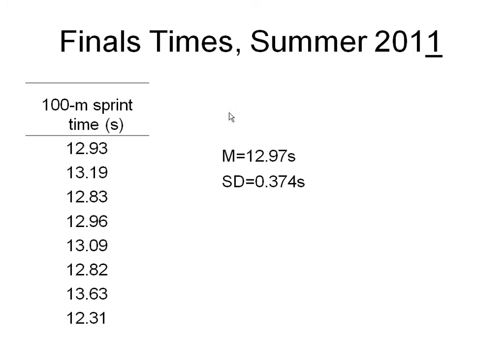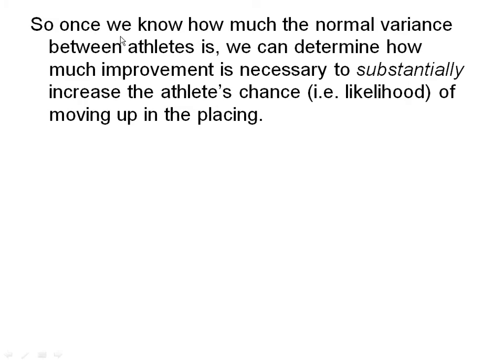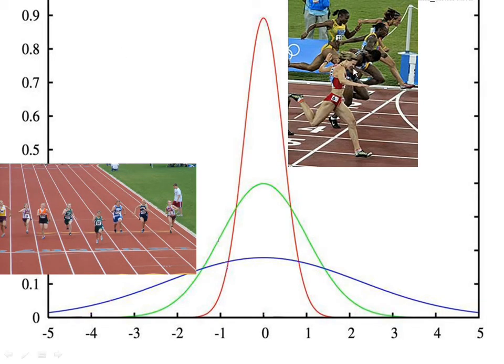Now, how do we use that information to calculate how big of a change we need in order to say, hey, this is important, this is really a relevant intervention for you to take? Once we know how much the normal variance between athletes is, we can determine how much improvement is necessary to substantially increase the athlete's chance, which is to say the likelihood of moving up in the placing, right? Because it's all about how big of a change we need in order to place above somebody else. That's really all that we're talking about when we talk about athletic competition, is placing higher, faster, whatever, than somebody else.